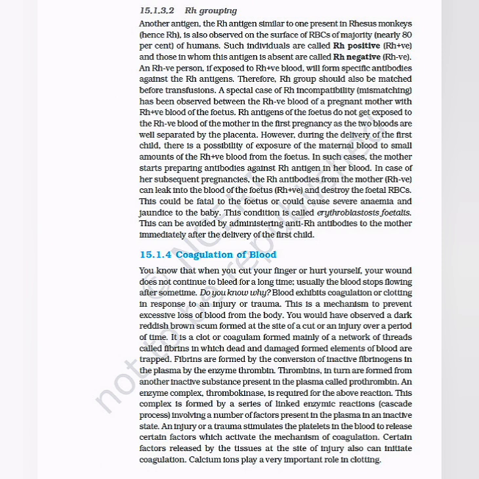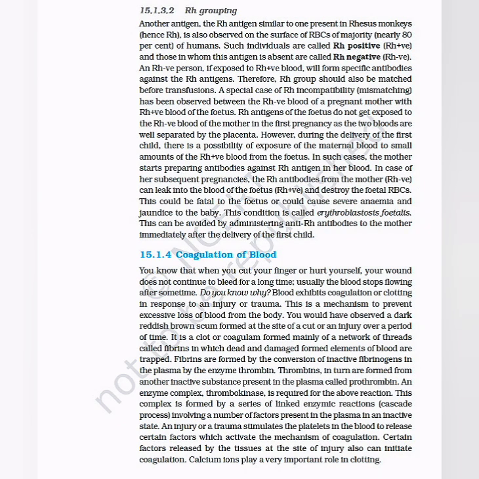A special case of Rh incompatibility, mismatching, has been observed between the Rh negative blood of a pregnant woman with Rh positive blood of the fetus. Rh antigen of the fetus does not get exposed to Rh negative blood of the mother in the first pregnancy, as the two bloods are well separated by the placenta. However, during the delivery of the first child, there is a possibility of exposure of the maternal blood to a small amount of the Rh positive blood from the fetus.